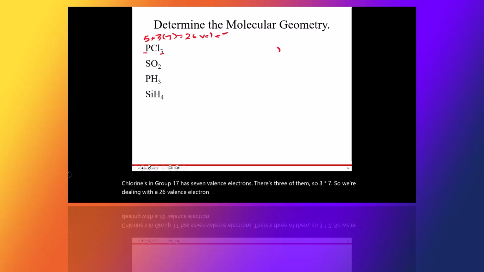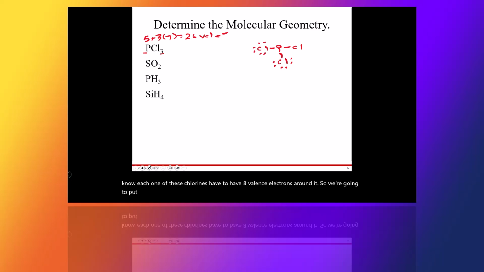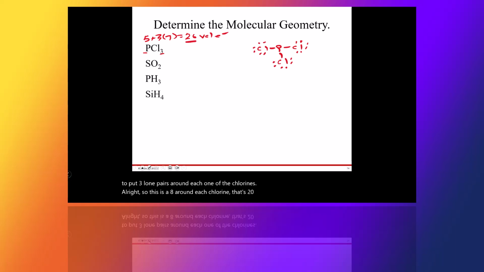We know phosphorus is less electronegative than chlorine, so phosphorus goes in the center. Chlorines go around it. We know there's at least one bond between the phosphorus and the chlorines. Each chlorine has to have 8 valence electrons around it, so we put 3 lone pairs around each one. That's 24. We have to have 26. The other 2 electrons go right there.